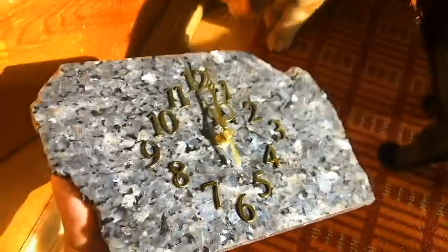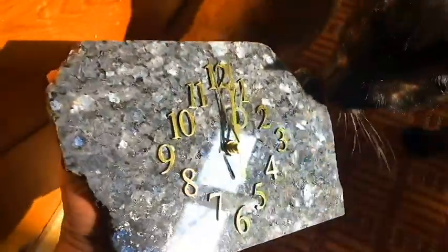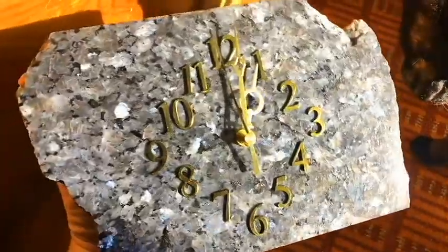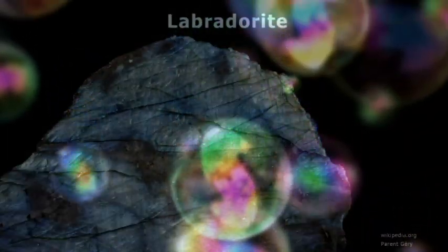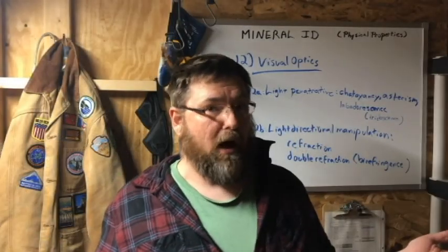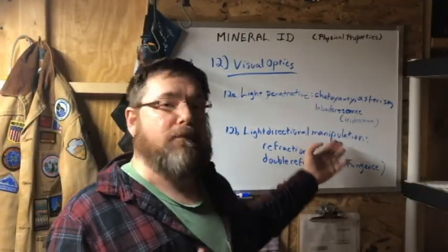And basically what this means is you get a change in color when you move the mineral or rock or whatever it is under the light. All right, bubbles that you blow in the air, you'll see those colors on them. That's iridescence as well. Light directional manipulation. Basically, that's refraction. That's all that is.